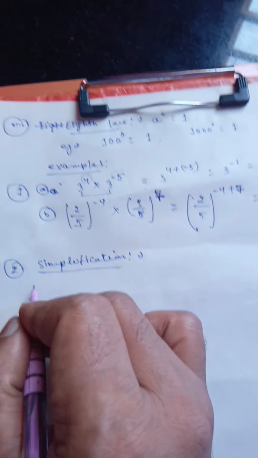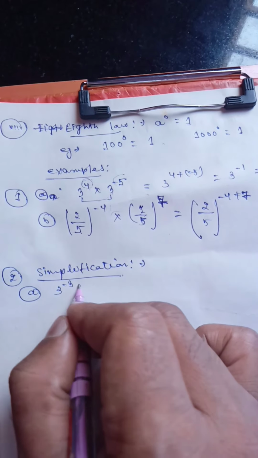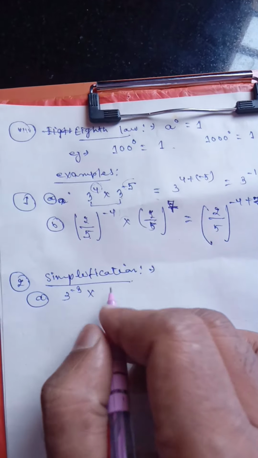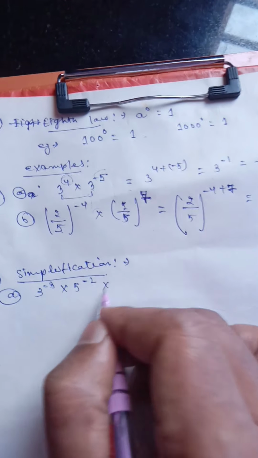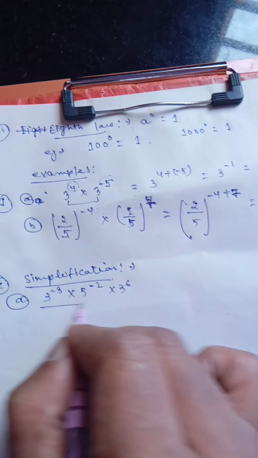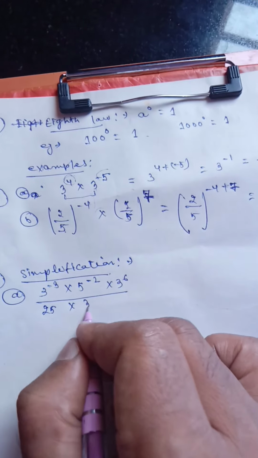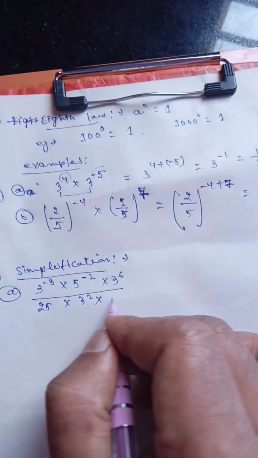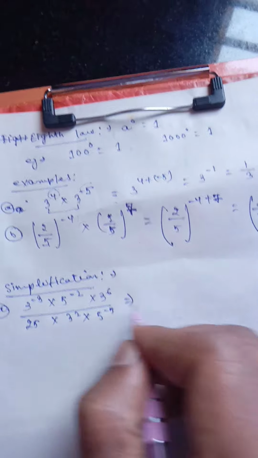So simplify. The first question is 3 raised to power minus 3 into 5 raised to power minus 2 into 3 raised to power 6 upon 25 into 3 raised to power 2 and 5 raised to power minus 5. Now the solution of this question.